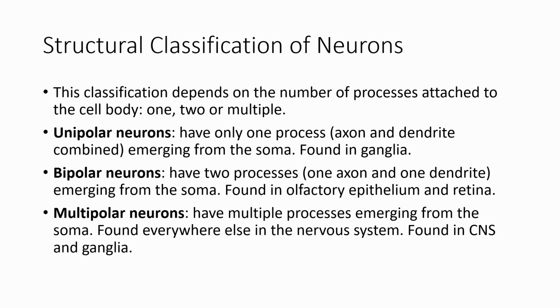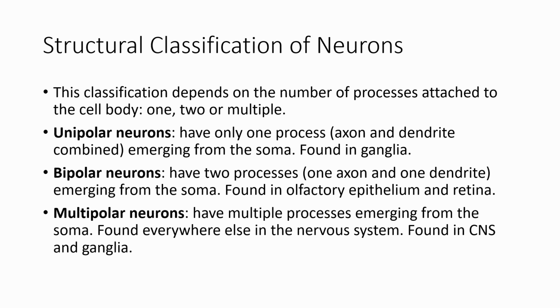Bipolar, we have the axon, we have the dendrite. So there's a cell body, we have one process that's an axon, we also have a dendrite. We see these in the retina, and in the olfactory epithelium for your sense of smell. And then lastly, we have the multipolar neurons.